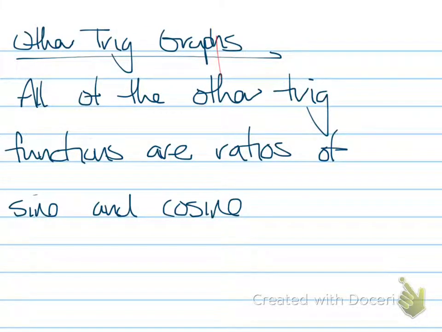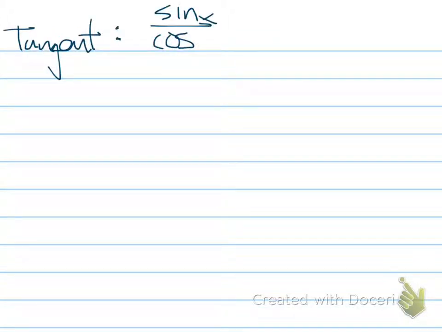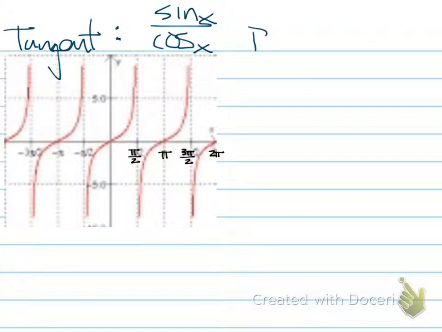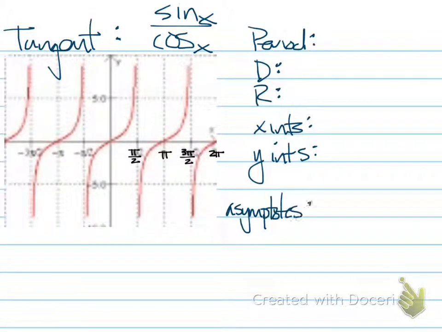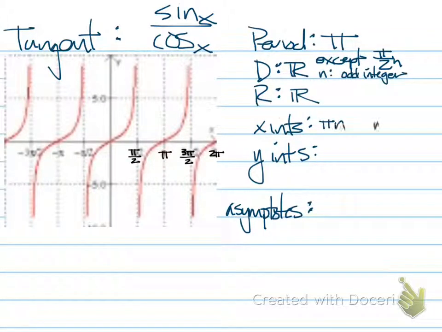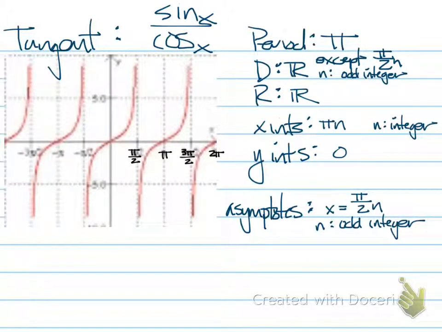All right, when graphing other trig functions, other than sine and cosine, they're just different ratios of sine and cosine. So starting with tangent, tangent is just sine divided by cosine.